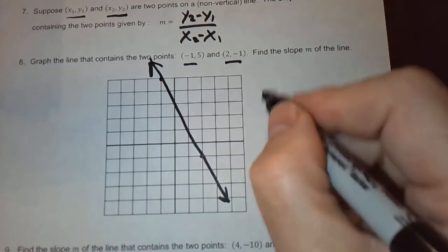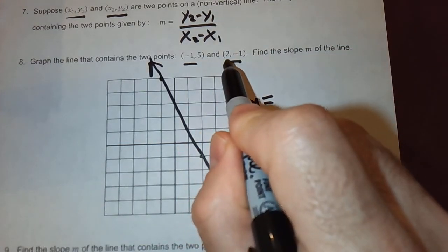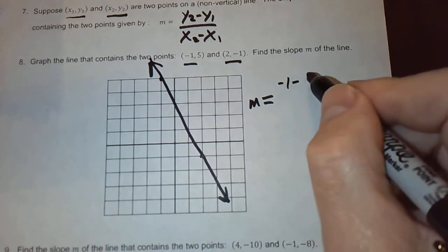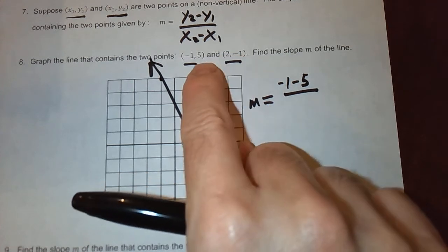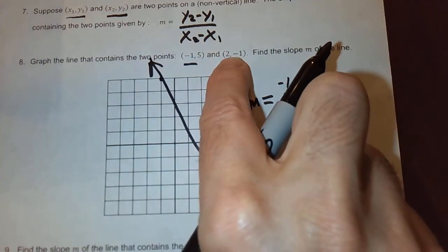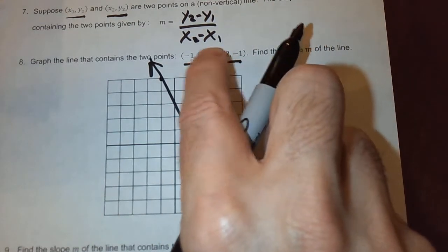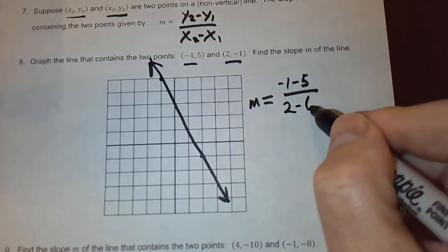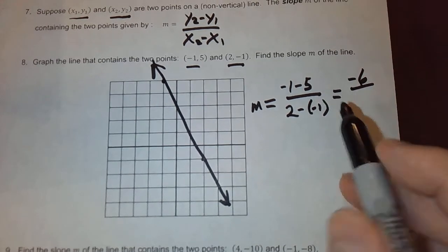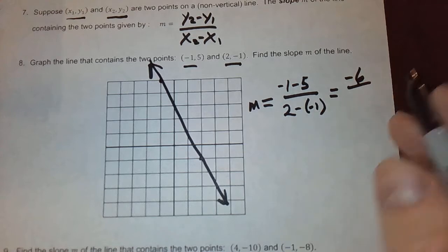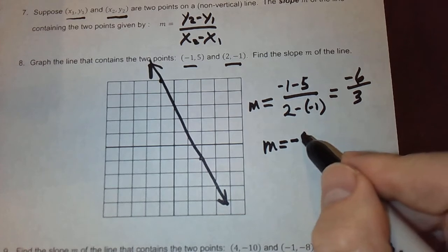Now let's compute the slope. m is equal to, I'll call this point (x1, y1), and this one (x2, y2). So we'll take -1 minus 5 for the numerator. That's y2 minus y1 over x2 minus x1. And don't forget that's 2 minus -1. So that would be -6 on top. And let's see, 2 minus a -1 is 2 plus 1, which is 3. So our slope is -2.